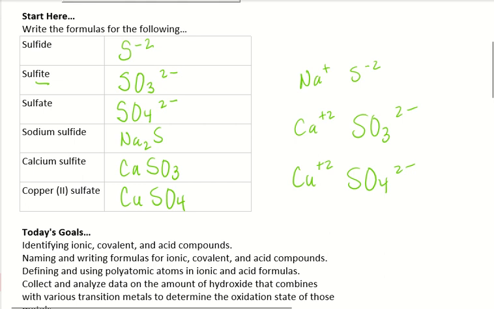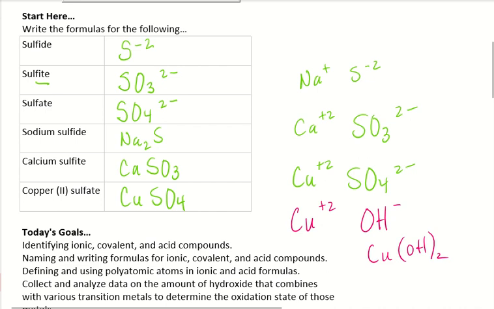You don't have to have parentheses. What about the two negative? No, you don't need parentheses unless you have multiple polyatomic ions. So, for instance, let's just say you had copper 2 hydroxide. Here you have 2 hydroxides needed, so your formula would be Cu(OH)2. So only when you have to use the distributive property with your polyatomic ions do you need parentheses.